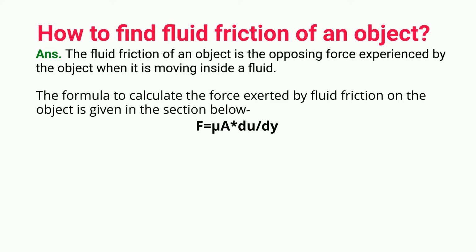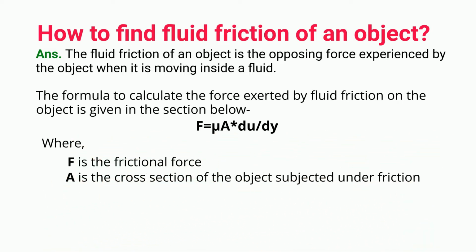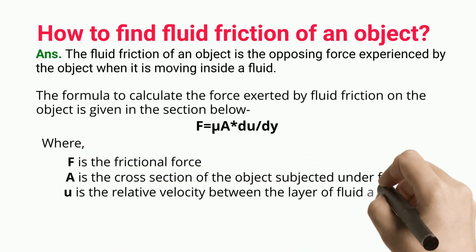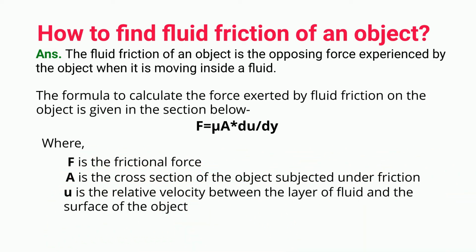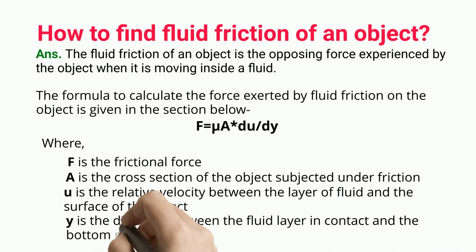F equals A times du/dy, where F is the frictional force. A is the cross-section of the object subjected to friction. U is the relative velocity between the layer of fluid and the surface of the object. Y is the distance between the fluid layer in contact and the bottom-most layer.